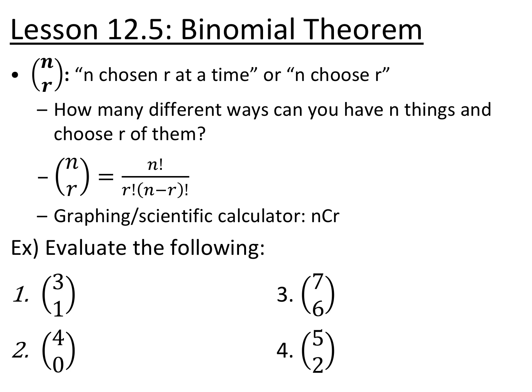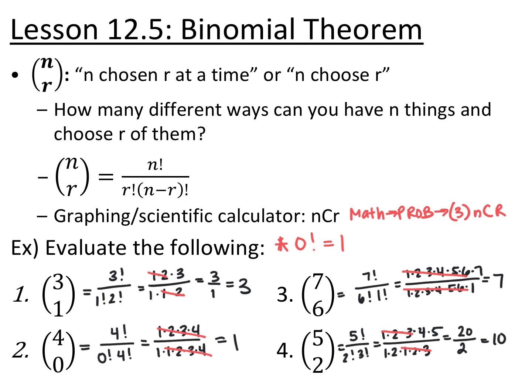So if you go to math and then go to probability, one of the options is nCr. Make sure you don't choose nPr. We want the nCr one. And then the first number is your n value. That's how many total things you have. And then the second value is your r value, how many you're choosing. So then go ahead and pause the video and evaluate these either using this notation or finding that on your graphing calculator. For the first one, we have 3 choose 1.